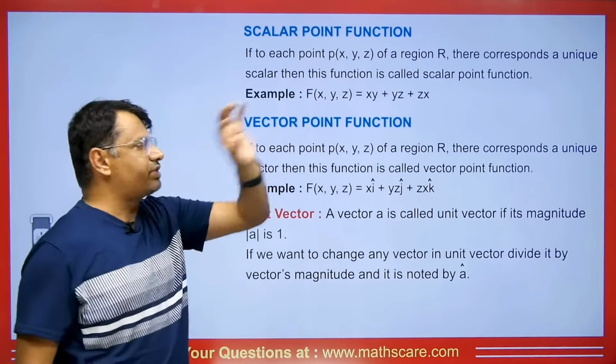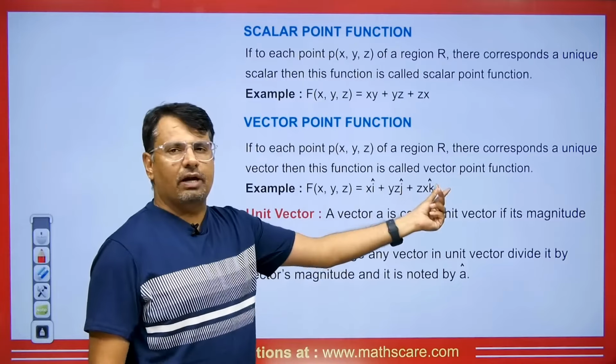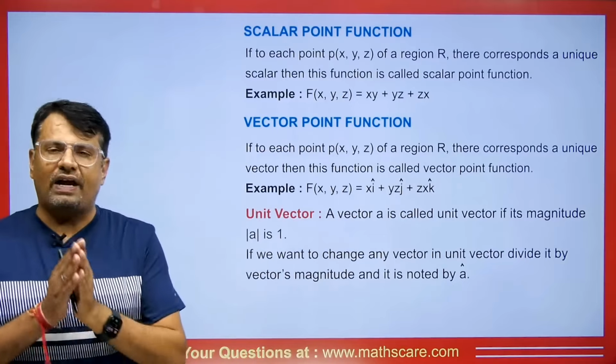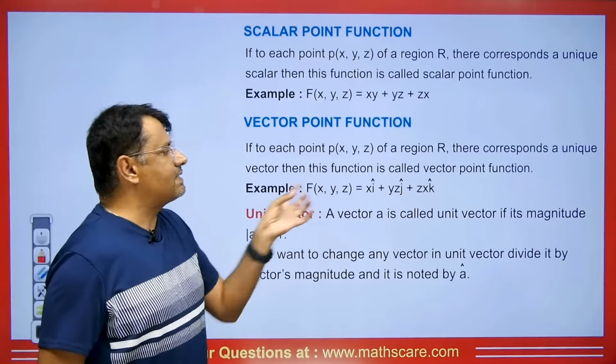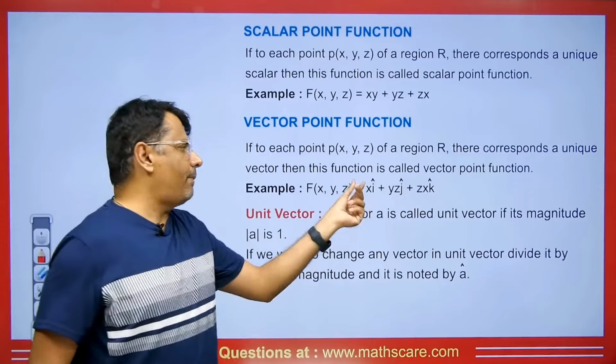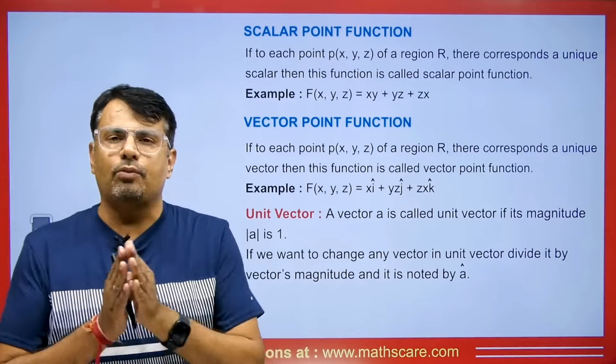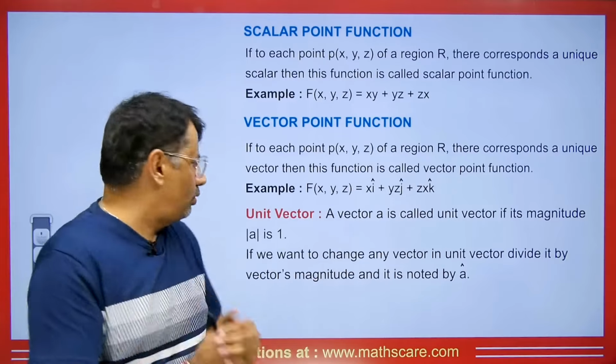Let's discuss what vector functions are. So if we have i, j and k components and the functions are written like this, then students, what we have here is a vector point function. If you put any value of x, y, z here, it will always be in the form of i, j, k. We'll have this in vector form. What do we call this? We call this vector point function, right?